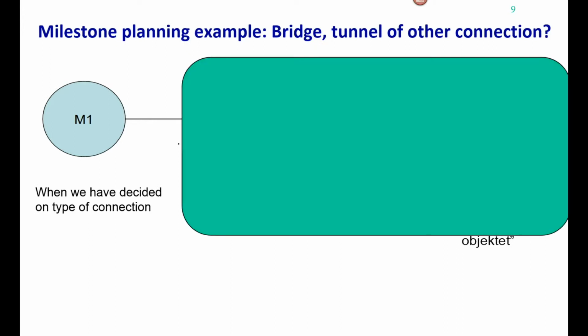So let's start with milestone number 1 up here. And that is actually when we have decided the type of connection. Is it going to be a bridge? Is it going to be a tunnel? Is it going to be some kind of virtual connection? Or is it just going to be a ferry? Well, we don't know yet. So that should be the first milestone. And of course, the activities we can plan are the activities that could be planned to reach this particular milestone.